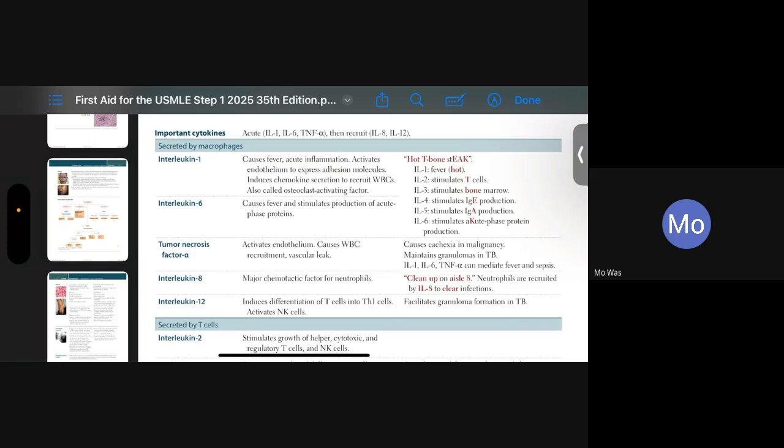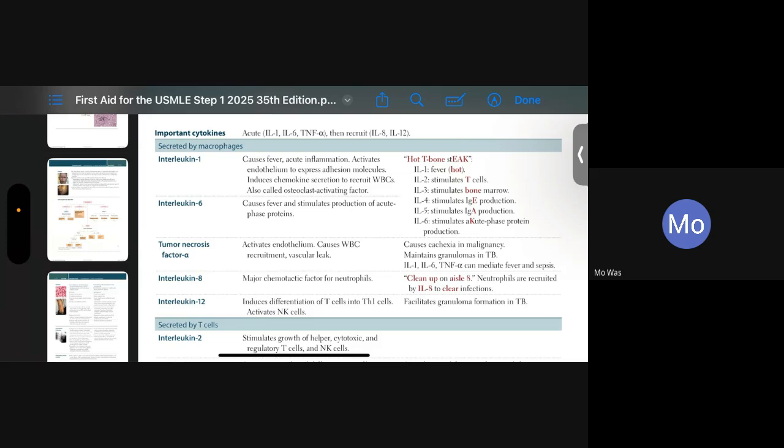Interleukin 1, 6 and TNF alpha mediate fever and sepsis, right? So in sepsis, the fever is going to be given by interleukin 1. Interleukin 6 is also going to increase the fever, as well as the TNF alpha, which was basically leading to that vasodilation, right? TNF alpha maintains the granulomas. No, it does not form the granulomas, right? Just keep that in mind.